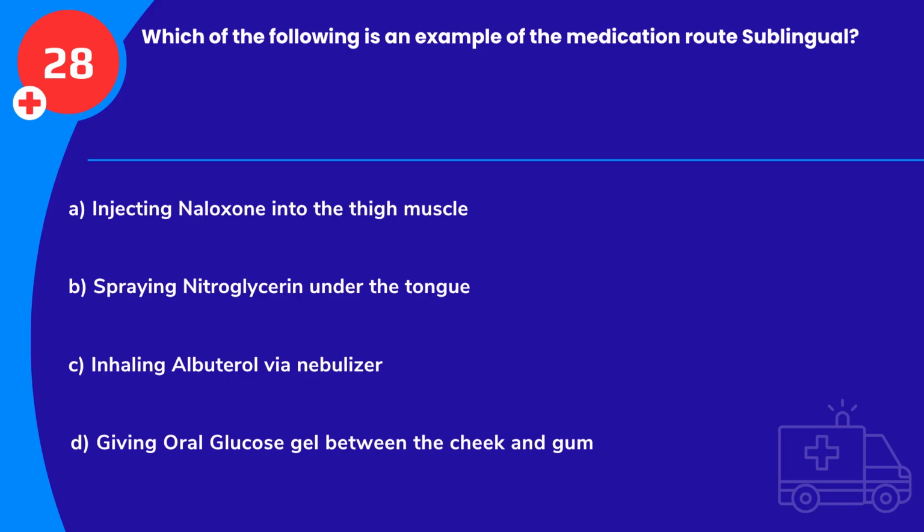Question 28. Which of the following is an example of the medication route sublingual? A. Injecting naloxone into the thigh muscle. B. Spraying nitroglycerin under the tongue. C. Inhaling albuterol via nebulizer. D. Giving oral glucose gel between the cheek and gum.